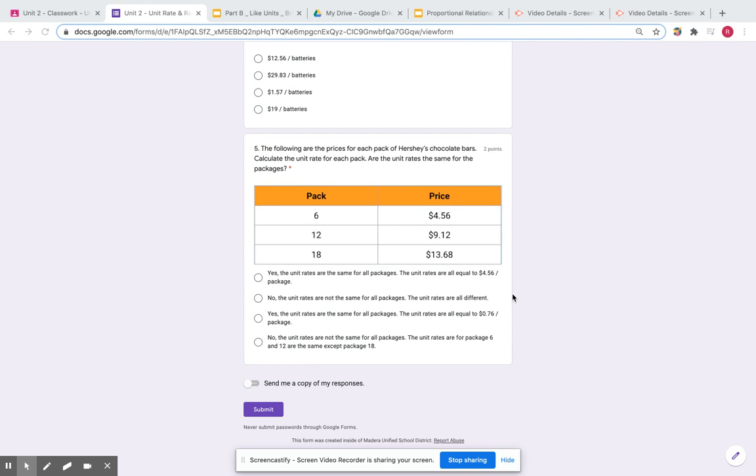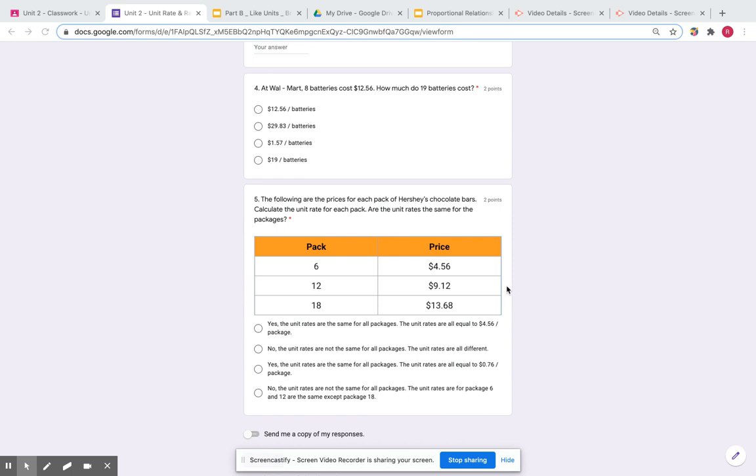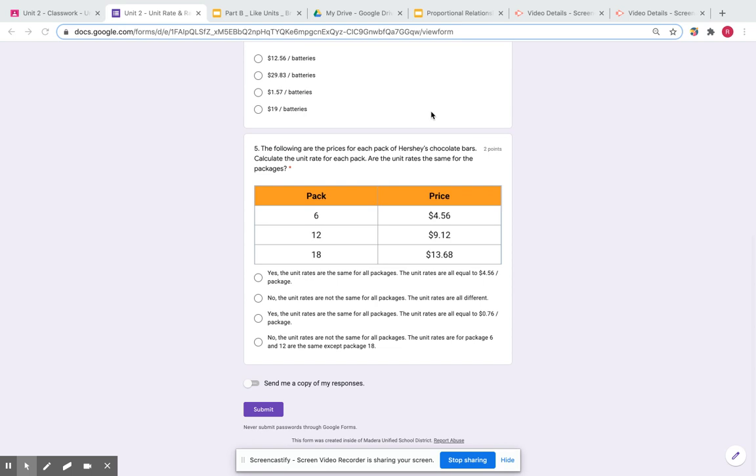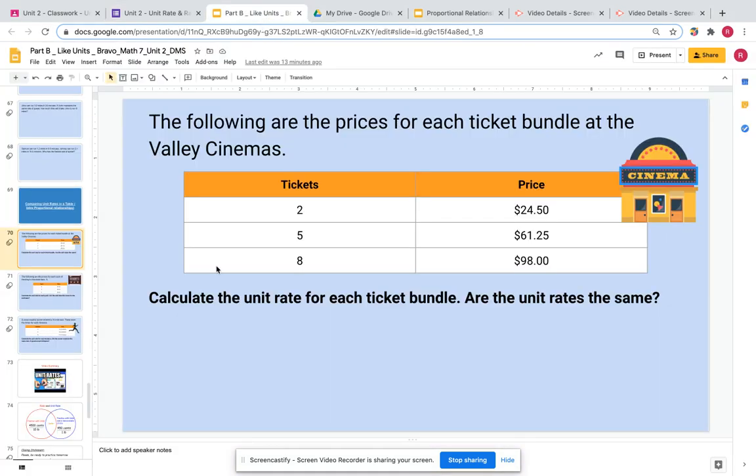Hi, this is going to help you out with question actually number 5. I'm not going to do a video for number 4 because it's basically using your idea of unit rate and the meaning behind it, and you should be okay with that one. Anyways, with number 5, I'm going to go ahead and start with an example that looks very similar to that one. So it's the same idea with both problems.